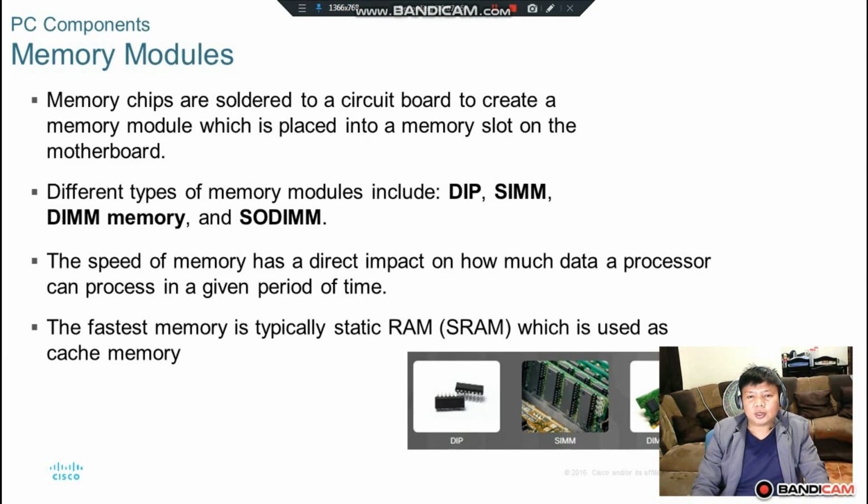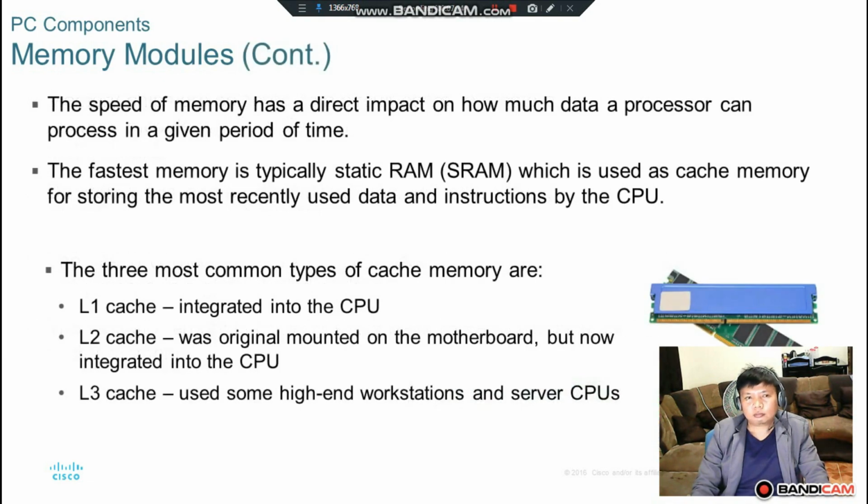The faster memory typically is the SRAM, which is used as cache memory. The speed of memory has a direct impact on how much data a processor can process in a given period of time. The faster memory is typically SRAM, which is used as cache memory for storing the most recently used data and instructions by the computer. The three most common types of cache memory are the L1, L2 cache, and L3 cache, used in some high-end PC, workstation and server CPUs.